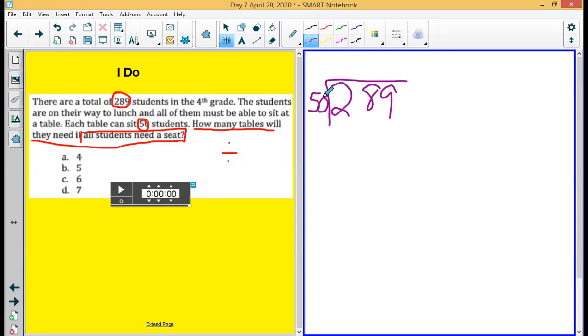All right, so let's begin. Now, let's talk about what we know about 50. 50 is a pretty simple number to add up. I know if I put two 50s together, I'll get 100. If I put three 50s together, I'll have 150. If I put four 50s together, I'll have 200. If I put five 50s together, I have 250.